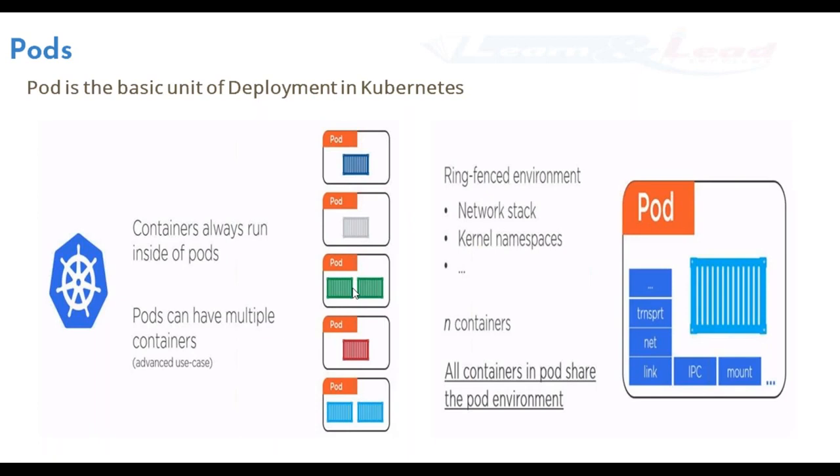Now, this pod provides various features for your container to enable more stuff to it. This is why it is called a ring-fenced environment: network stack, kernel namespaces for a number of containers. All containers in a pod share the pod environment only. That is what we do.